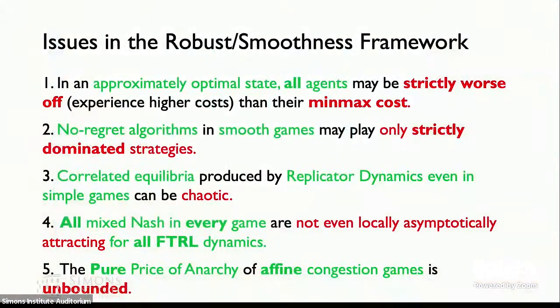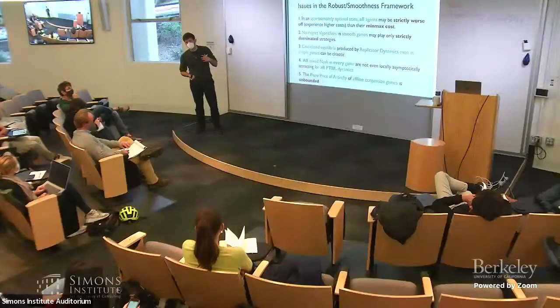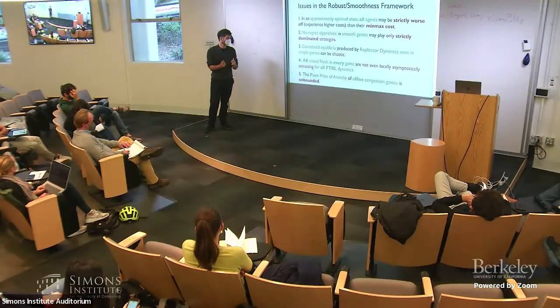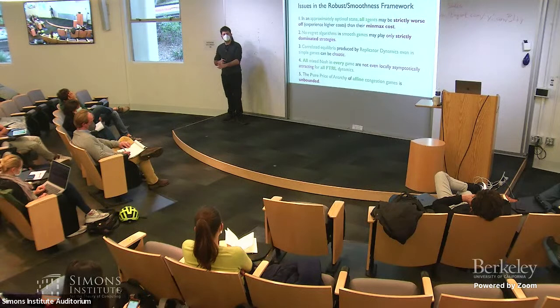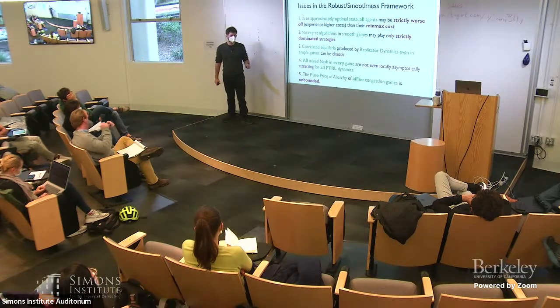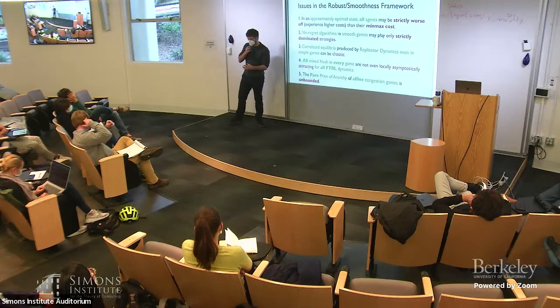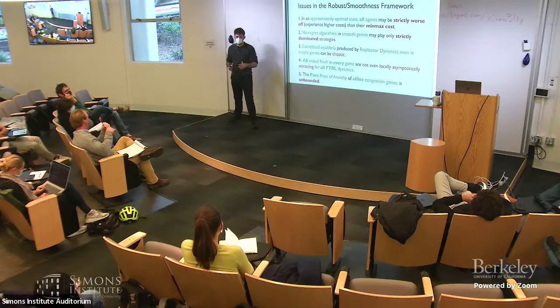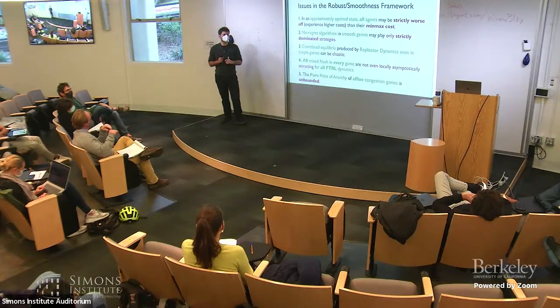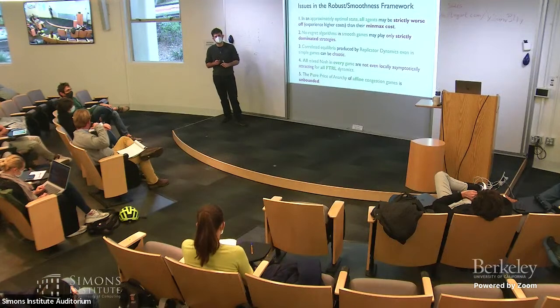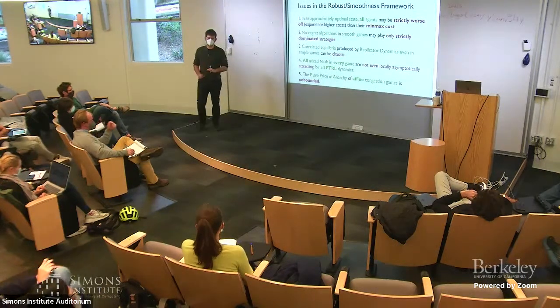That the pure price of anarchy of affine congestion games is unbounded. Now you say, wait, what? It's the price of anarchy over the worst pure Nash. Remember the result I claimed, we have to revisit that slide. We saw a result by Christodoulou and Koutsoupias, and then the follow-up by Roughgarden, which said that in the case of linear congestion games, the price of anarchy is 5/2. I'll say if you go from linear to affine, it's unbounded.